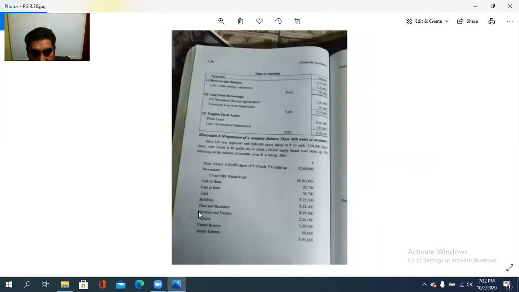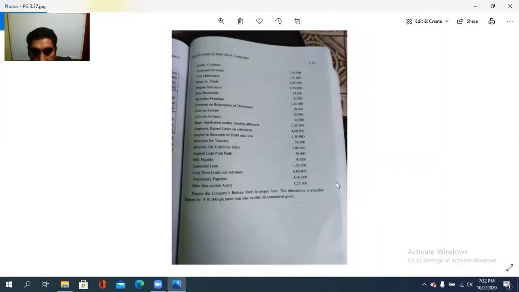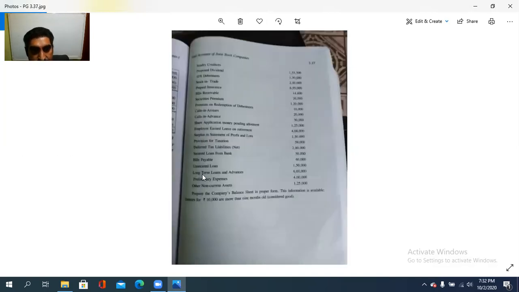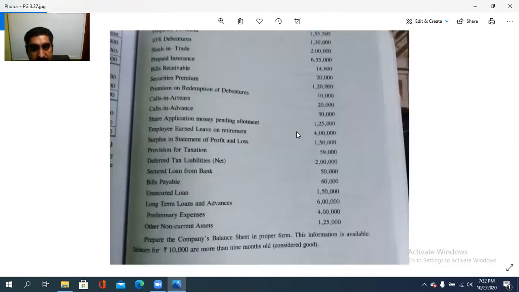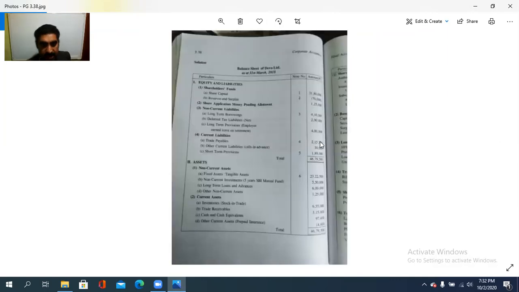Long-term provision, that is 4 lakh. Check it. Long-term provisions, that is employee earned leave on retirement. See, the same. Where it is employee earned leave on retirement, this one 4 lakh, that is to be put as it is. Then we finish the non-current liability.